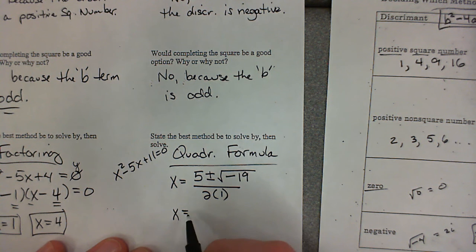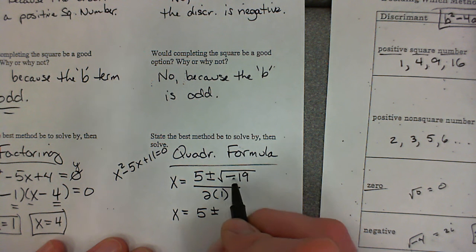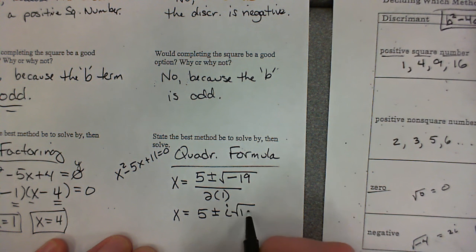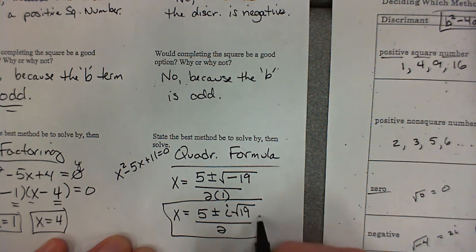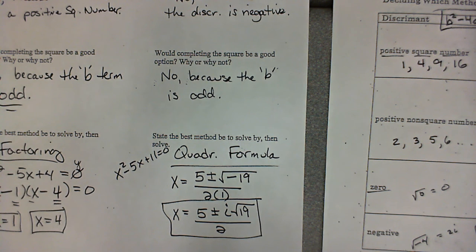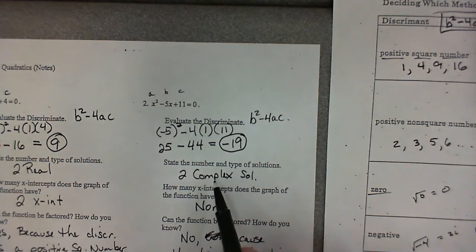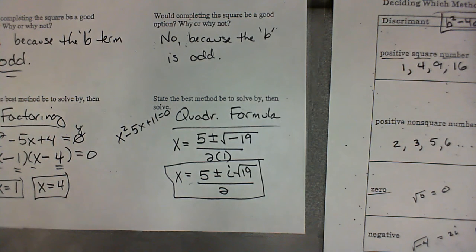So what's x? x equals 5 plus or minus, now the negative is going to come out as an i. Can't reduce the square root of 19, and then that's all over 2. So here is your solution. Okay? And remember, we said we were going to have 2 complex solutions, and we do. There's our 2 complex solutions.